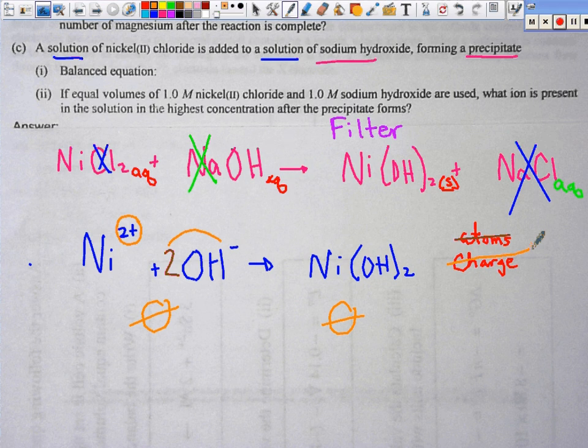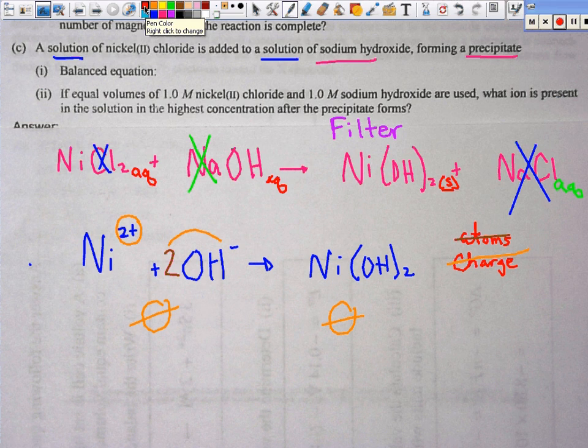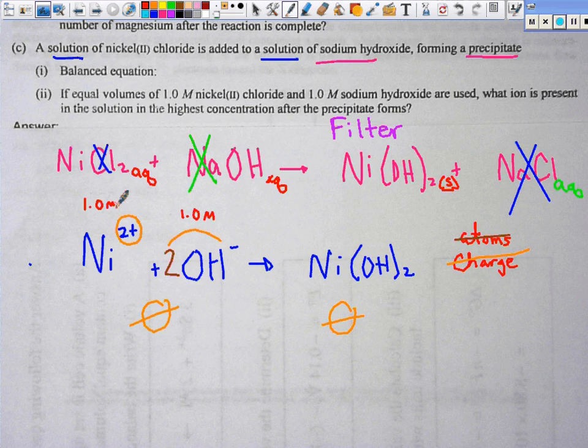Think about that for 1 second. Okay? If over here you have a 1 molar and a 1 molar. You with me? Okay? And then I get this thing. First of all, for every one of these, it takes how many of those? Let me do this again. For every 1 nickel it takes 2 hydroxides. So which one is going to decrease faster? It takes 2 hydroxides for every 1 nickel.